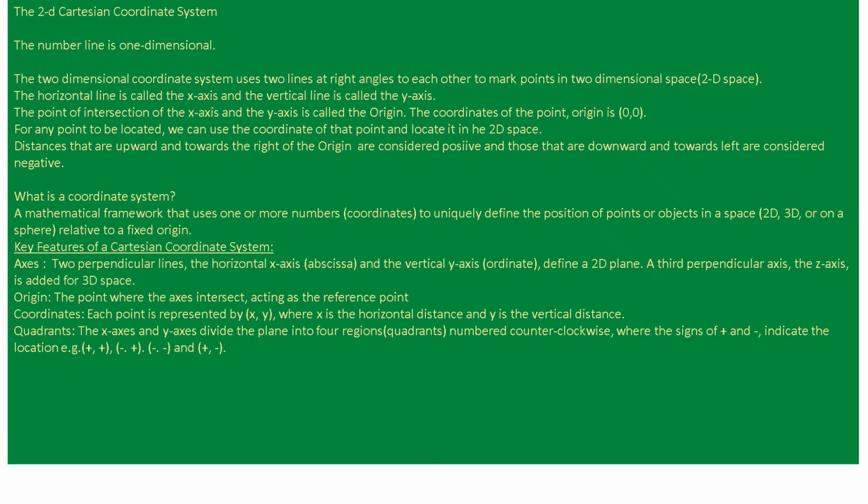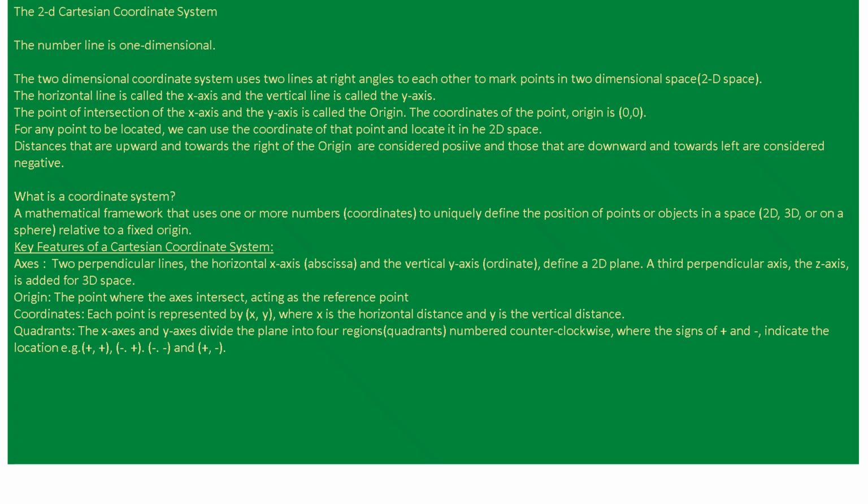Now let's look into the key features of a Cartesian coordinate system. There are two perpendicular lines, as we have seen already: the x-axis, otherwise called the abscissa, and the y-axis, otherwise called the ordinate. They define a 2D plane. A third perpendicular axis, called the z-axis, is added in the case of 3D space. The origin is 0, 0. It is the point where the axes intersect, and it acts as a reference point.